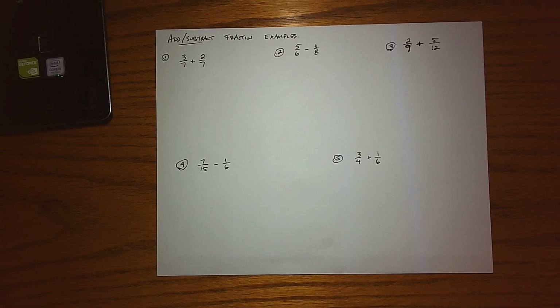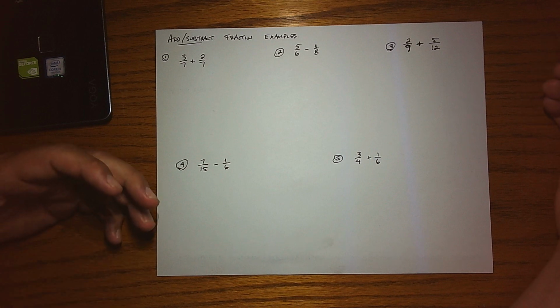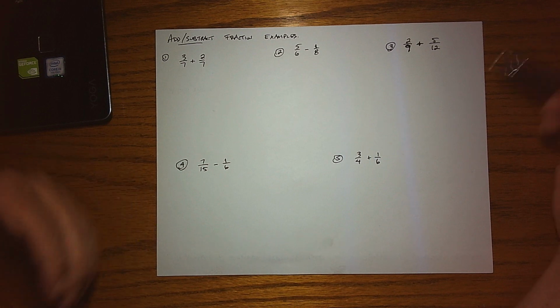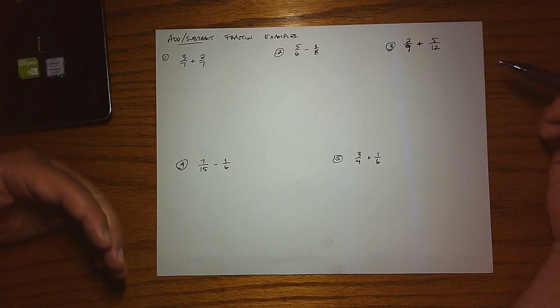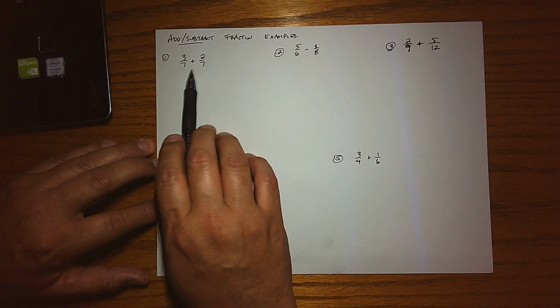Okay, so now that we did a little overview of why we need a common denominator to add and subtract fractions, let me spend this video just doing some examples where we find the LCD, build up our equivalent fractions, and do our addition. So again, to add or subtract, what I need is the pieces have to be the same.